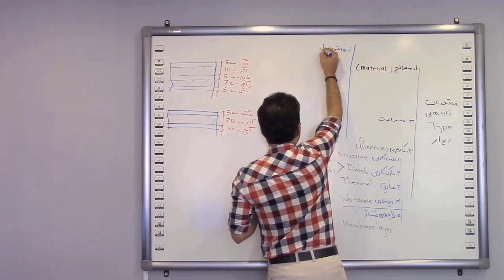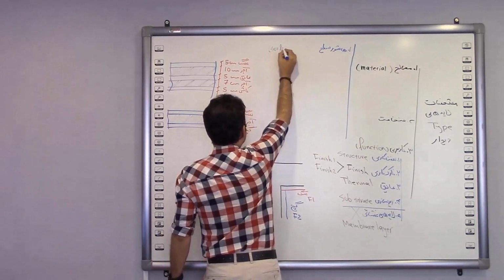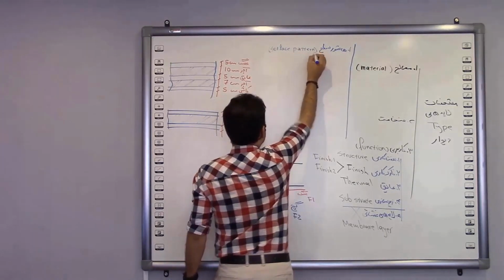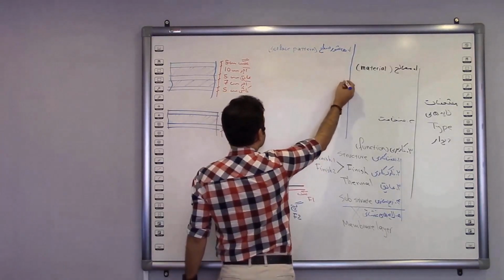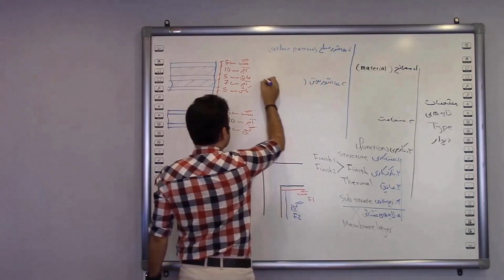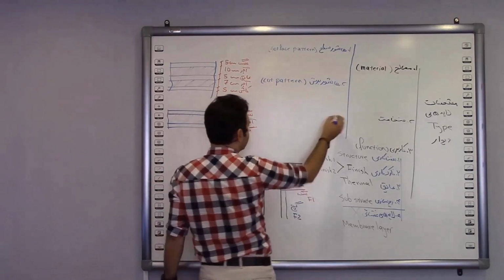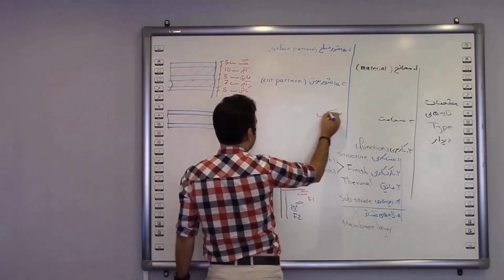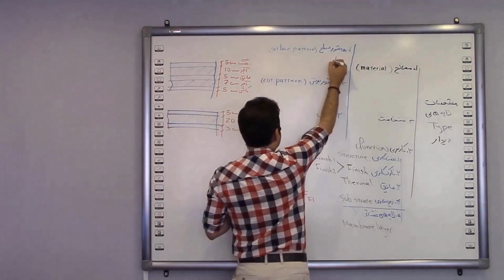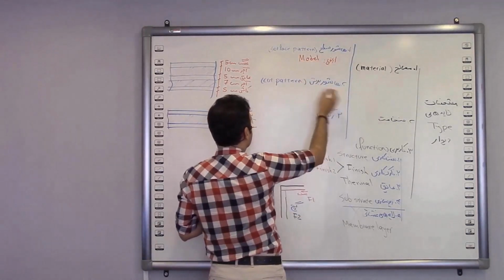Number 1 is the surface pattern. Number 2, does anyone know number 2? No one? That's right, we call it the cut pattern. And number 3 is color. That's right. Now, the kind of the surface pattern must be model, and the kind of the cut pattern must be drafting.